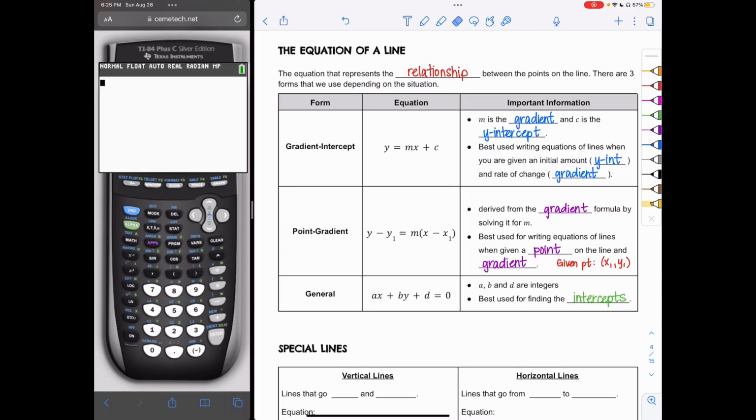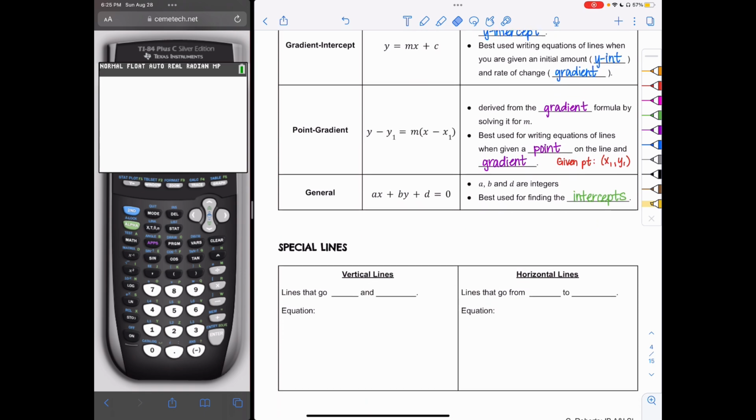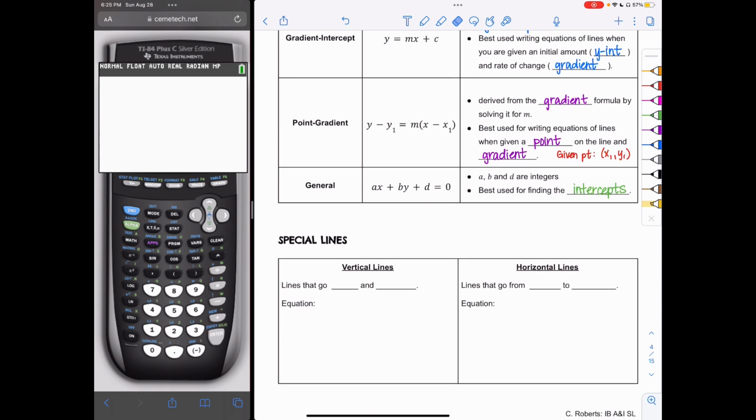So now let's talk about special lines. There are two types of special lines that we have. We have vertical lines and horizontal lines. Vertical lines are lines that go up and down. And the equation of a vertical line is always in the form of x is equal to c, where c represents a constant or a number that does not change. Whether it's a fraction, a whole number, a negative number, it's just a number.